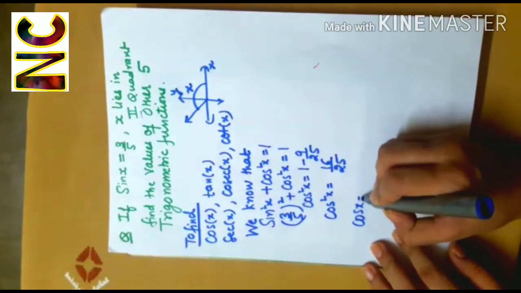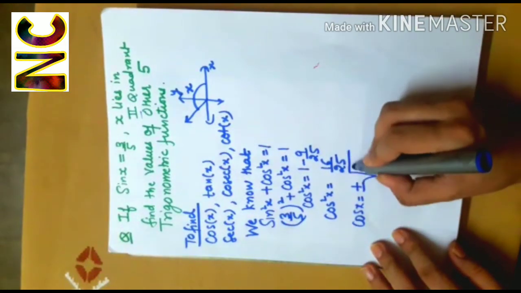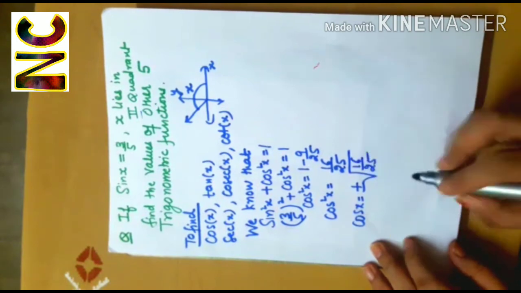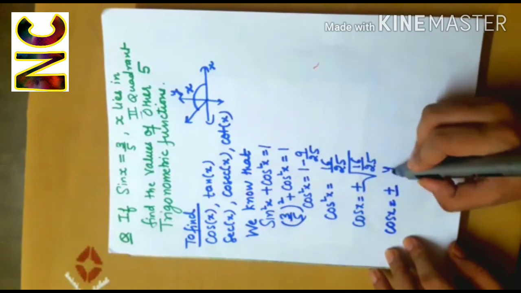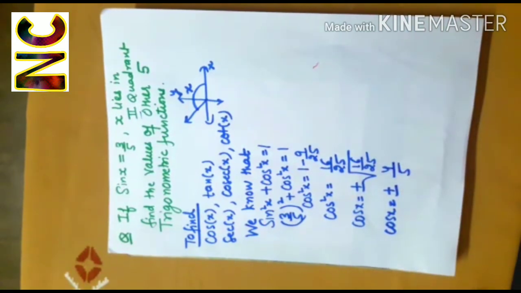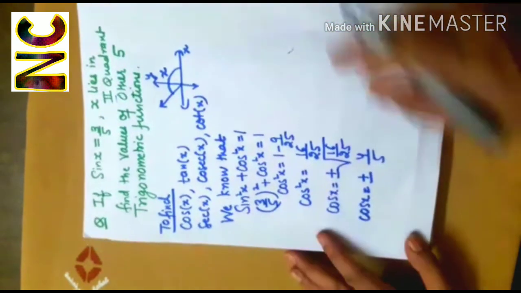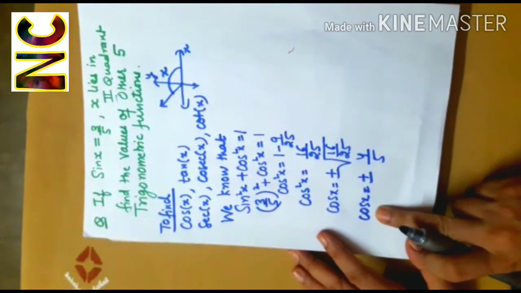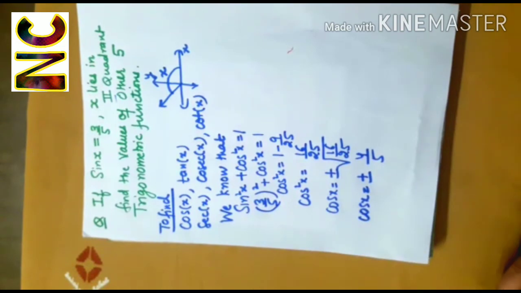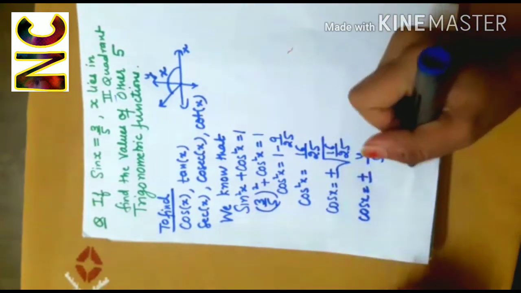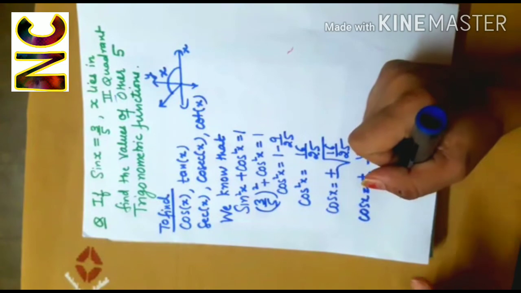So cos x will be equal to plus minus square root of 16 over 25. That is, cos x will be plus minus 4 by 5. So here we are getting two values for cos x, plus 4 by 5 and minus 4 by 5. Now we have to decide which value we have to take.